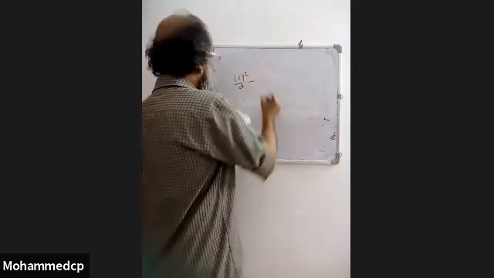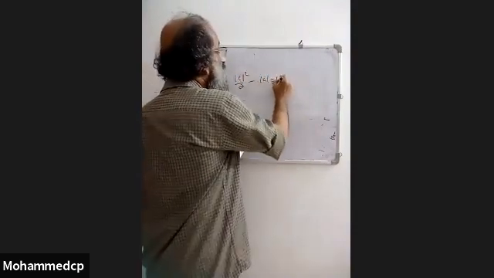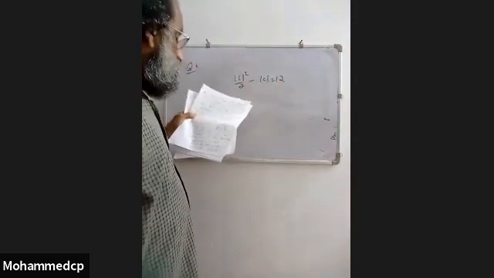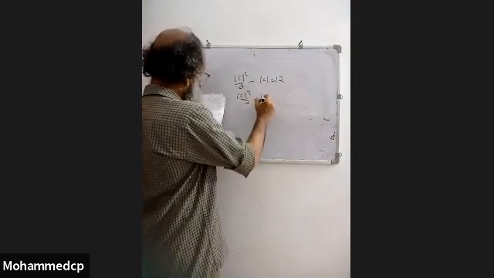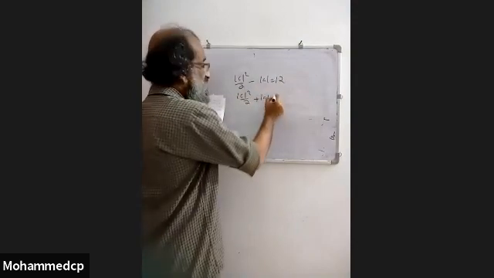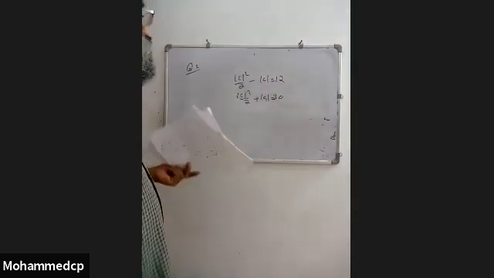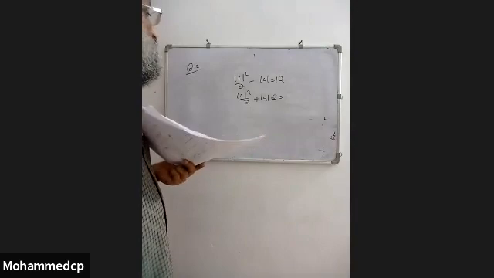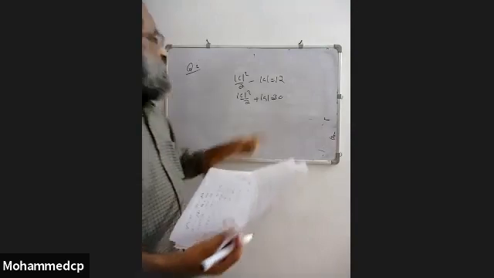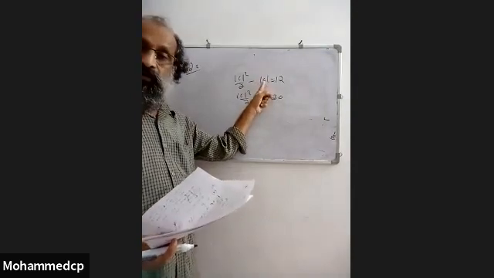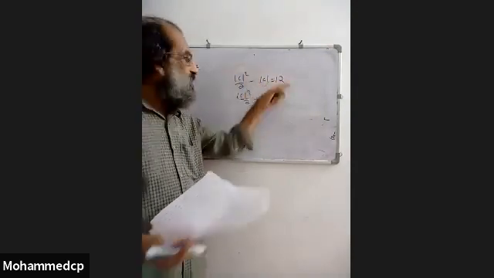Minus mod A equal to 12, and the other one is mod C square by 2 plus mod A equal to 30. Mod C square is 48, by 2, 48 by 2, 24. 24 minus mod A 12. 24 minus 12 equal to 12. This option is correct.